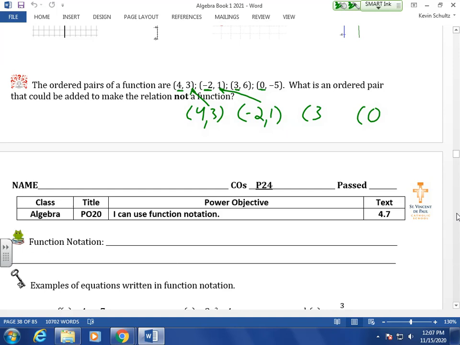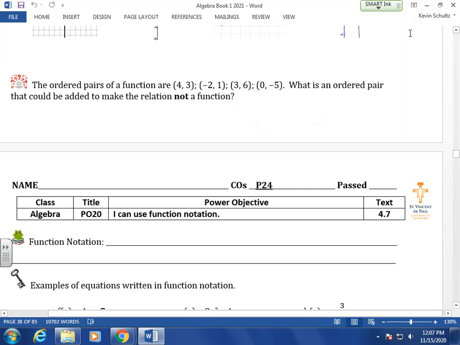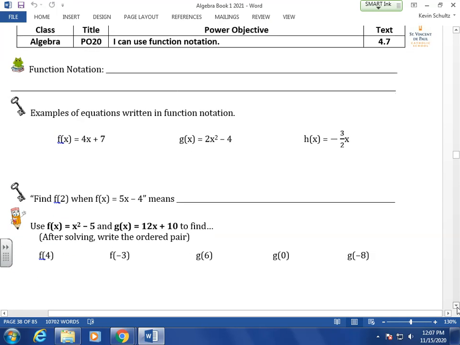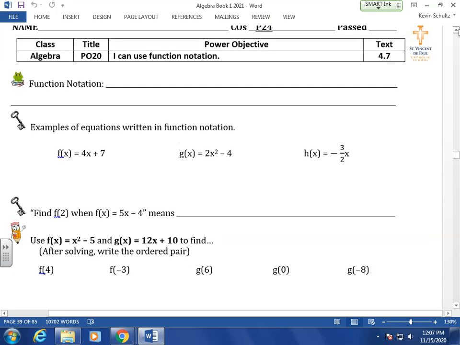So now we move on to PO20, our first power objective of the unit here, on function notation. Function notation. And I don't know what experience you've had with this before. Usually I'm able to ask you. This time I am not. So I'm going to assume that it's brand new for everyone. But maybe you'll pick up things here and there along the way as we go. So function notation, it accomplishes two things for us.